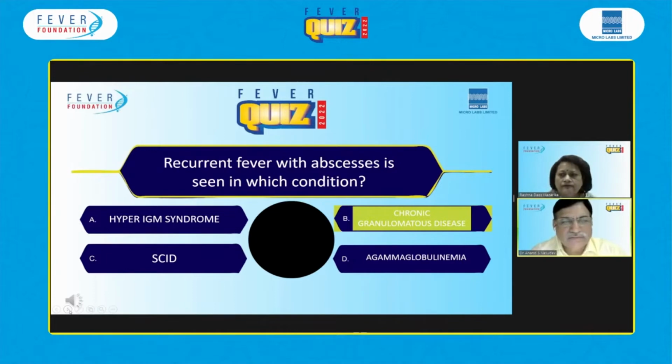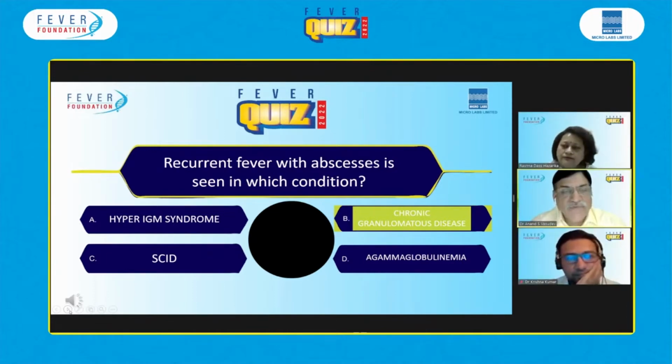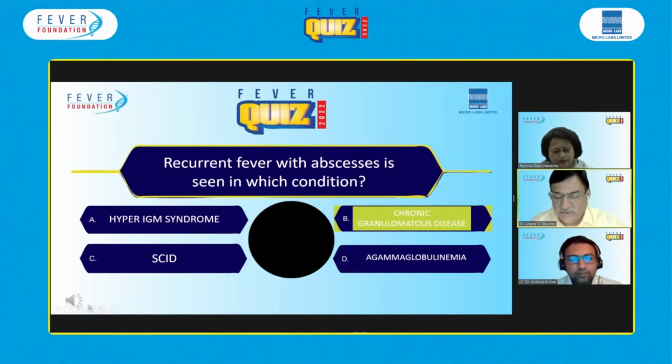While SCID is severe combined immune deficiency, and again, SCID usually occurs with a lot of infections in infancy, with ear infections, interstitial lung disease, sometimes chronic diarrhea, failure to thrive, and oral thrush, which is difficult to treat. And again, agammaglobulinemia. So all these conditions give rise to recurrent fevers and recurrent infections.